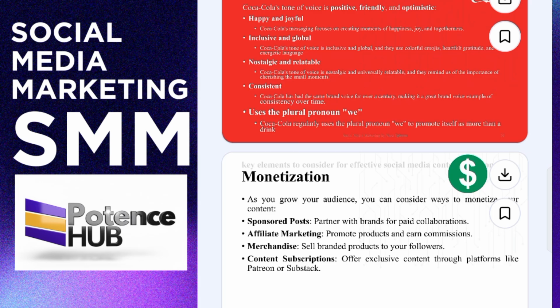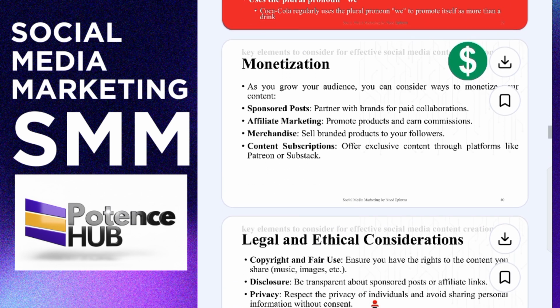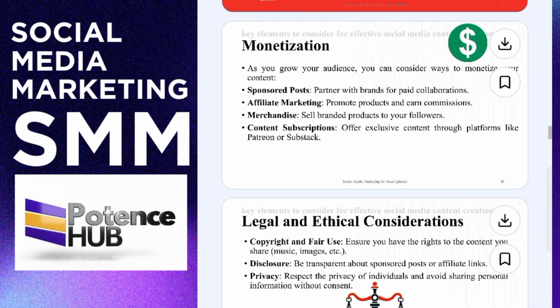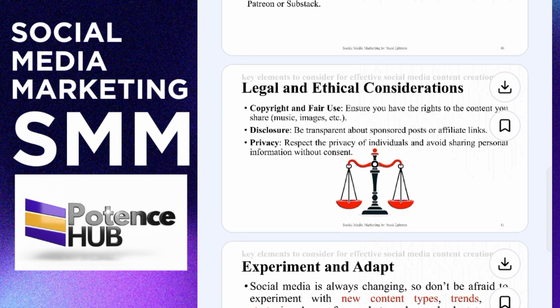You could also do affiliate marketing, and you can also become a merchandiser, where you sell branded products to your own followers. That way, all these brands tend to pay you for it. Affiliate, you can promote products and earn commission. Promote other people's products and also earn commission within your platform. Then content subscription, people can subscribe to your content on these platforms, and you'll be paid from it. There's a whole lot on social media marketing. You can really gain a whole lot here.